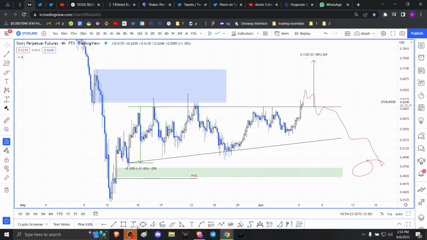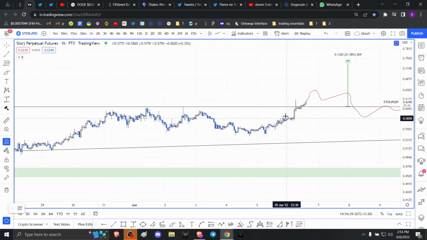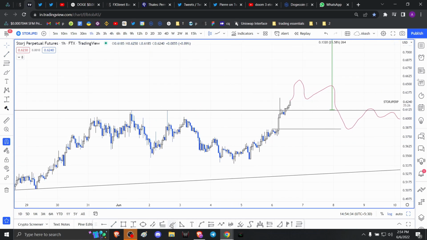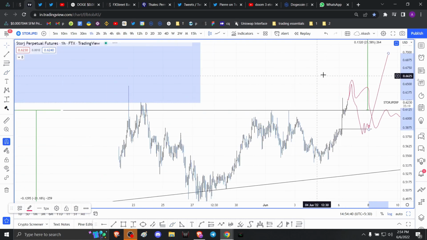In that sense, I feel like instead of going all the way down here, I think the price could go at least up to this level here at 0.585. We could see a further trend higher, followed by a retracement down to this support level here, and then an actual move to the upside.